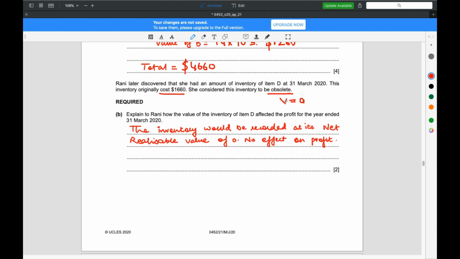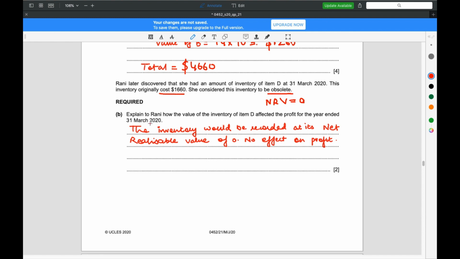So in this case, the new value, or the net realizable value, because this is now what it's worth, right? It actually cost you 1660, but now it's worth 0. So the NRV is going to be 0, right? So in part B, he asks, explain to Rani how the value of the inventory of item D affected the profit for the year ended.